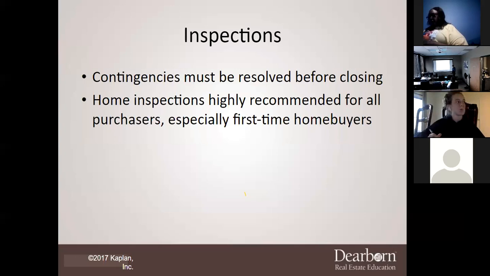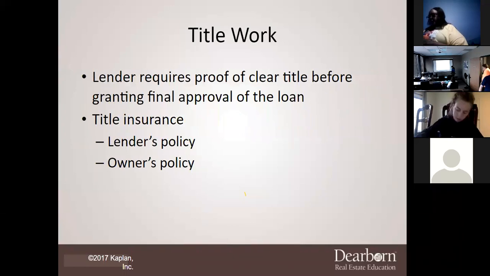Okay, so we got the home inspections, and now we're going to get to title work. And this is where the lender is going to require proof of clear title before granting the final approval of the loan. And there will be title insurance. There's the lender's policy and the owner's policy. We're not going to go into detail on that. Y'all will cover that in an entire chapter, I believe, in another class later on. I think it's contract forms, Justin, I believe? Yep. So we're not going to go into detail on those, but after all of that, the lender will require the proof of clear title. Once they have that, they will grant the final approval of the loan.